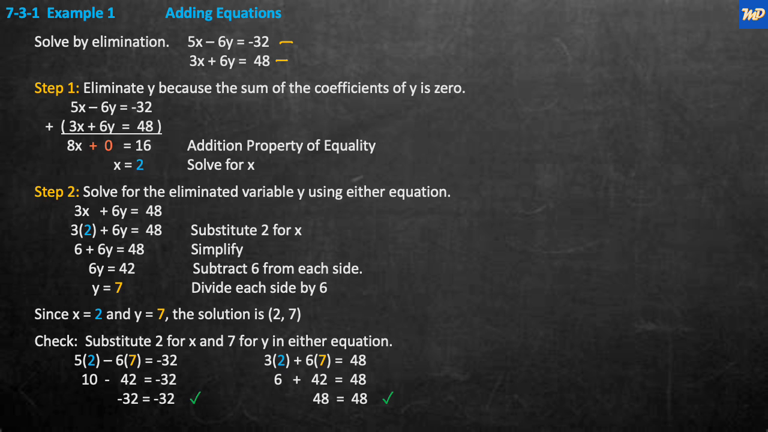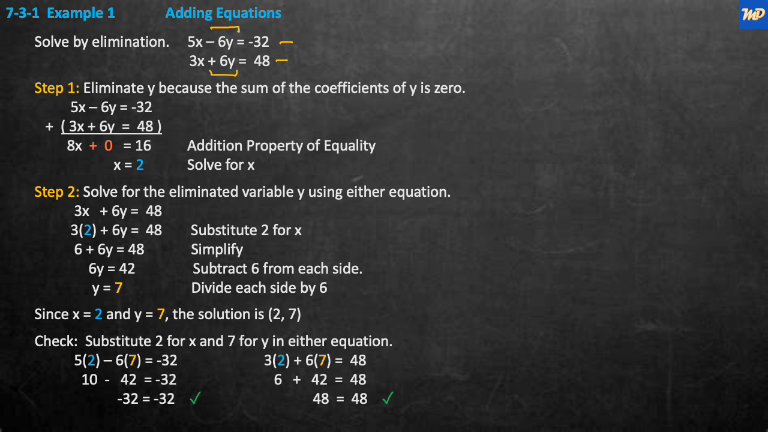So step 1, let's eliminate y. And why? Because the sum of the coefficients of y is 0. So if you're adding and subtracting, what do you want to do? You want to look, if you can start off, is there an easy way to get rid of one of the variables? And in our case, if we add these two equations, 5x minus 6y equals negative 32, and 3x plus 6y is equal to 48, you see that we have the negative 6y and a positive 6y. So if we add these equations together, what are we going to get?